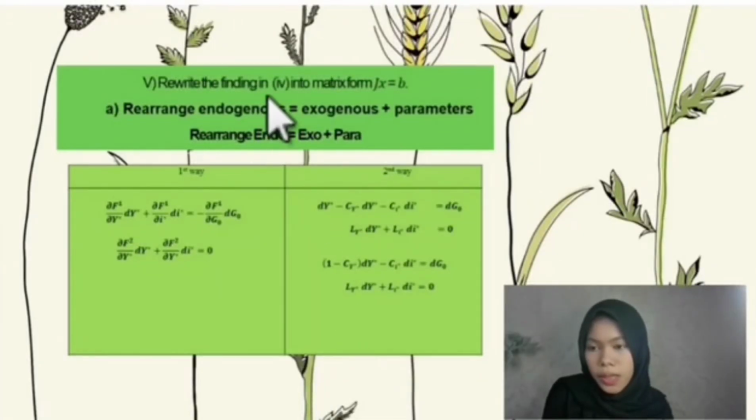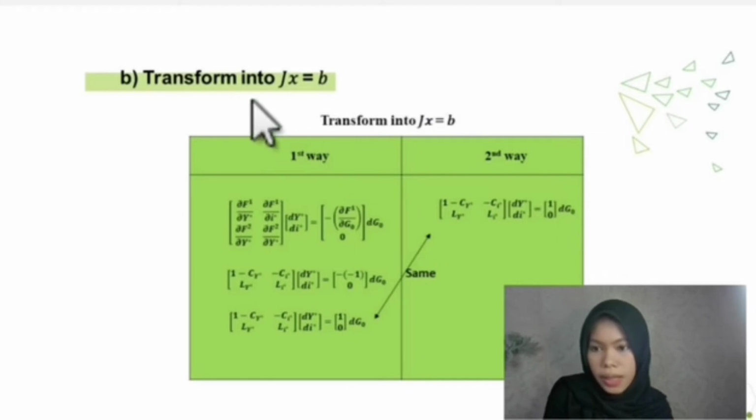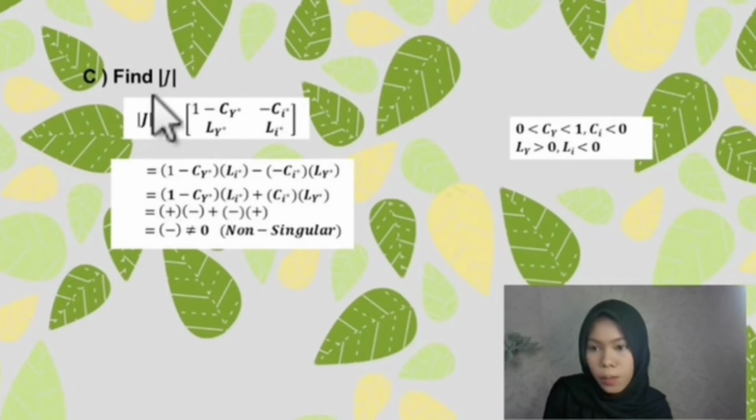Now we move to the next step, which is to rewrite the findings into the matrix form, which is Jx equal to B. There are 3 steps in this case. The first step is we rearrange endogenous equal to exogenous plus parameters. The second step is we transform it into Jx equal to B. And the last step, we can produce and get the J.